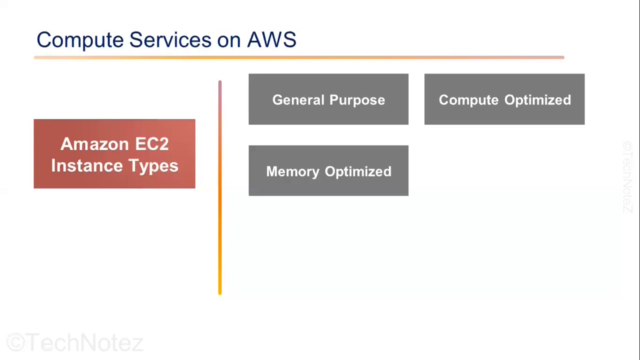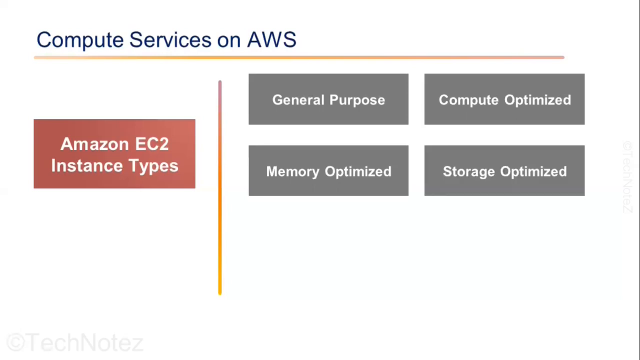Memory optimized. These instances are optimized for memory intensive workloads such as high performance databases, in-memory caches, and distributed web scale applications. Storage optimized. These instances are optimized for high performance storage such as data warehousing, big data analytics, and log processing. GPU instances. These instances are optimized for GPU intensive workloads such as machine learning, high performance computing, and gaming applications.